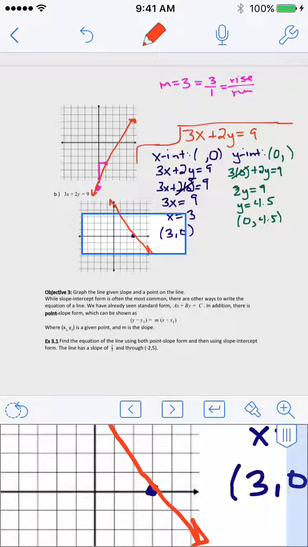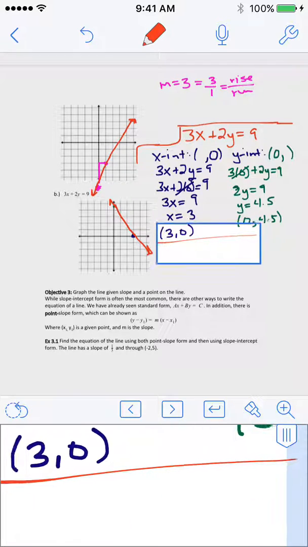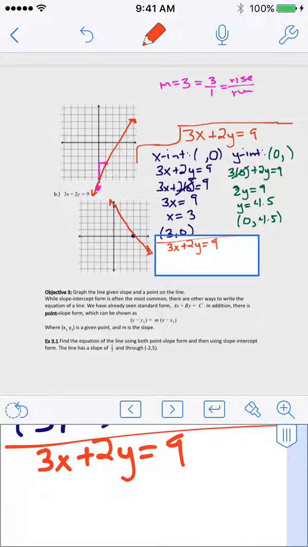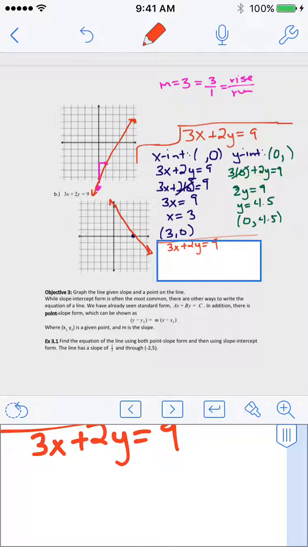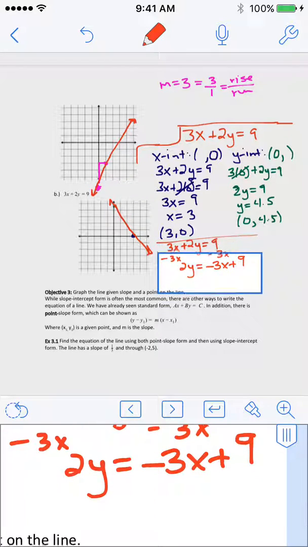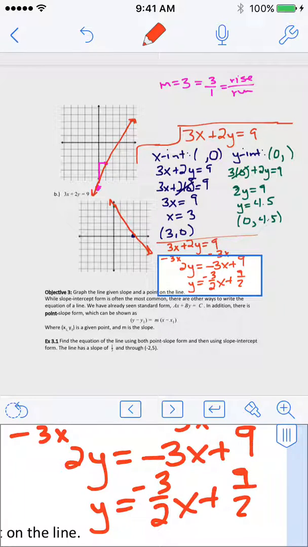The second way would be to convert it to y equals mx plus b. So let's go ahead and do that. If I have 3x plus 2y equals 9, I need to switch this into y equals mx plus b. Subtract the 3x, pardon me, you get 2y equals negative 3x plus 9. And then divide by 2, you get y equals negative 3 halves x plus 9 halves, or 4.5. Alright.